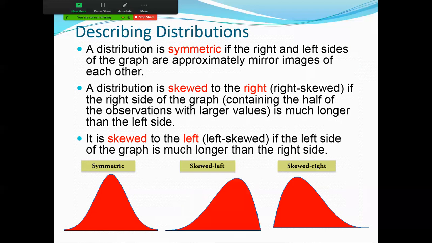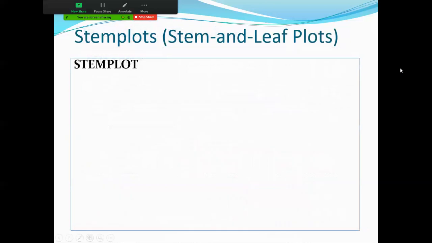So the tail of the distribution on the skewed ones, the tail is pointing in the direction of what we say it is skewed. So there's more data on the right and the tail is pointing to the left in the left skewed image. Stem plots, stem and leaf plots.